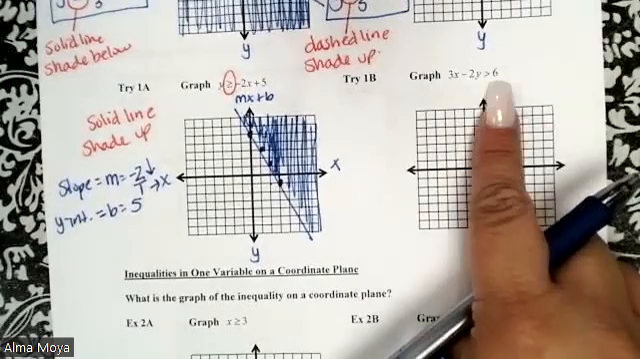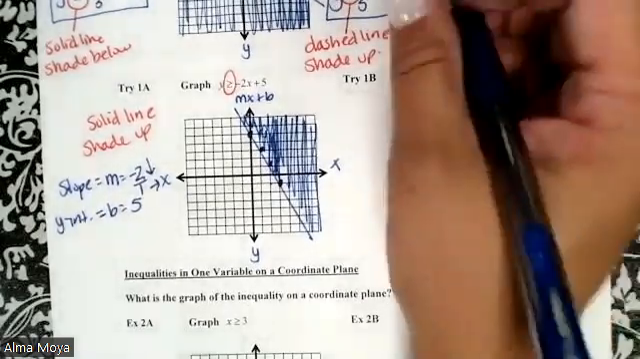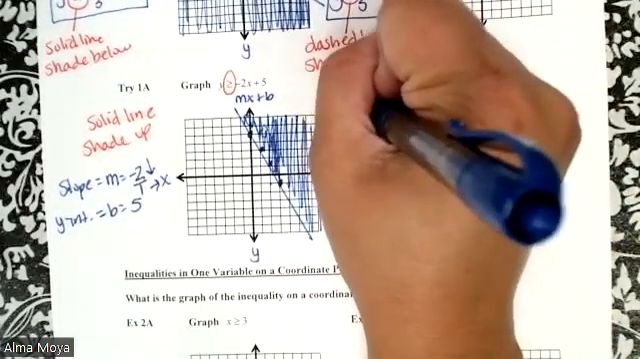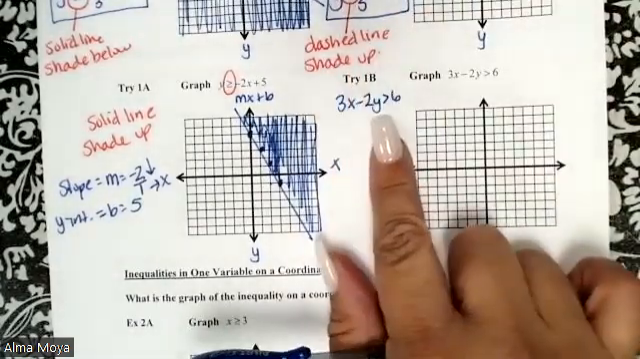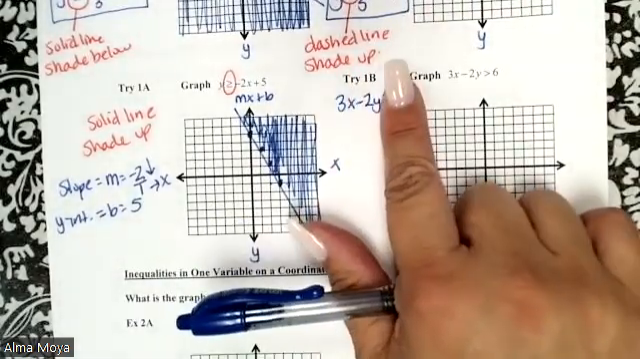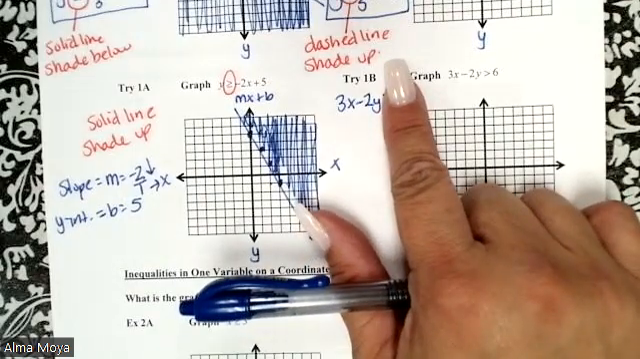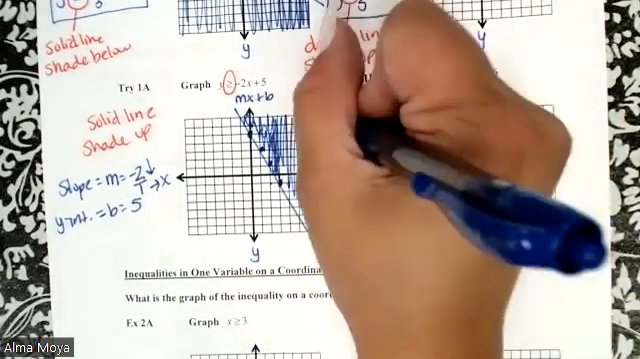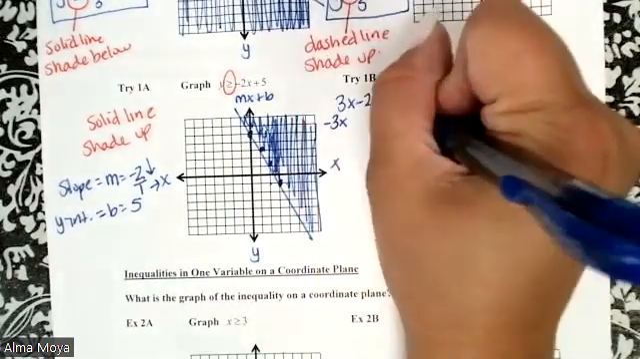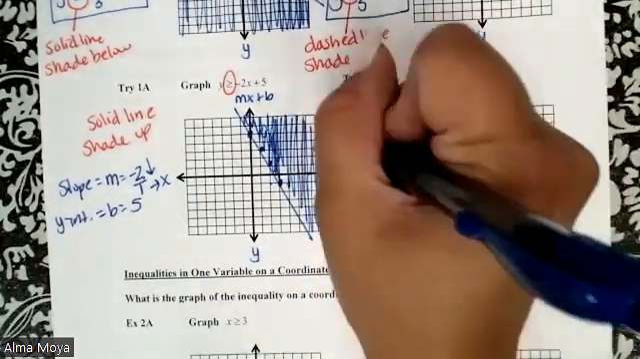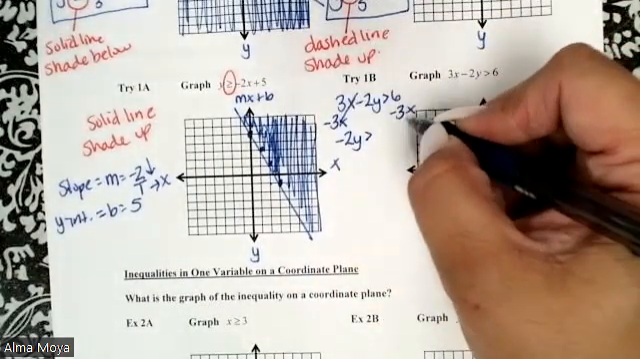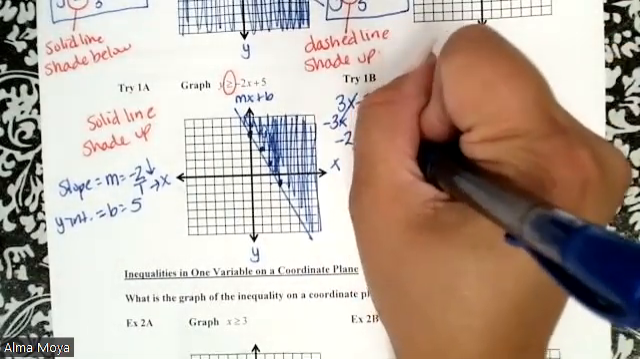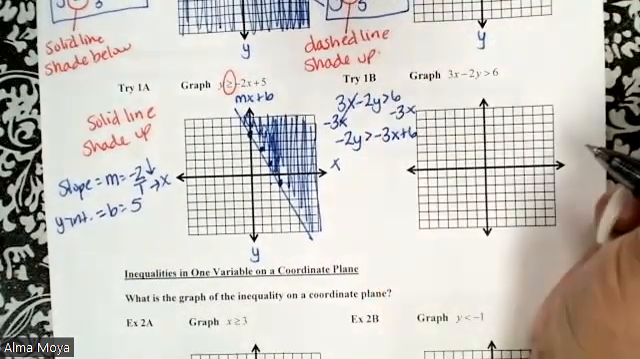Right here, y is not solved for, so we need to solve for y. So we have a 3x minus a 2y is greater than 6. If I'm solving for y, you can't touch the 2 yet because the 2 is glued to the y. You need to move the positive 3x. Opposite of plus 3x is minus 3x. So now I have a negative 2y is greater than, those are not like terms, so I need to keep them separate. That's negative 3x plus 6.